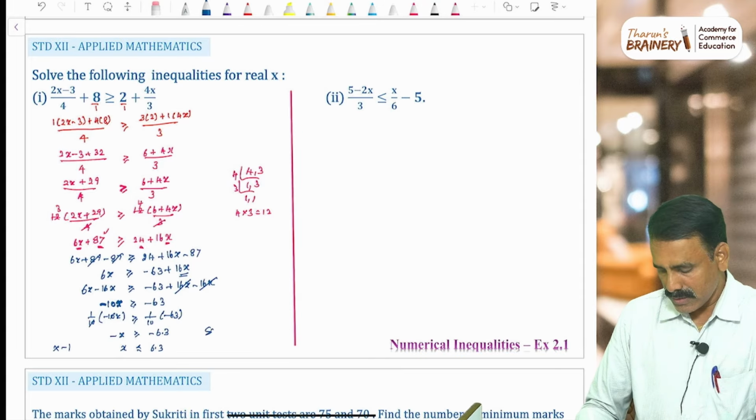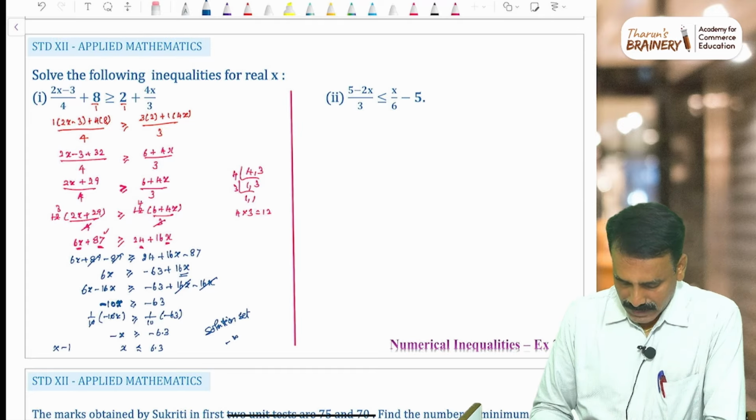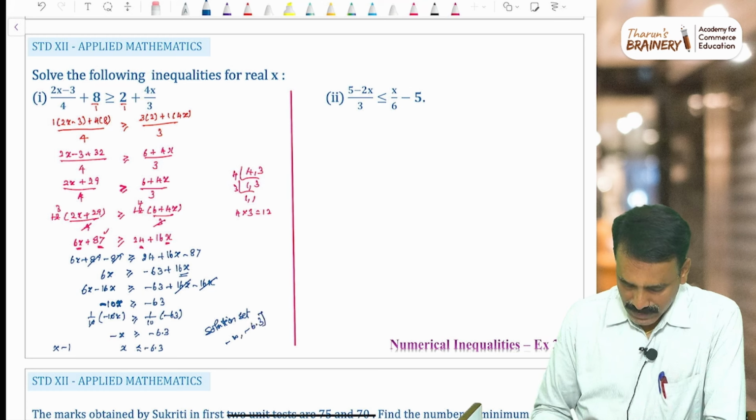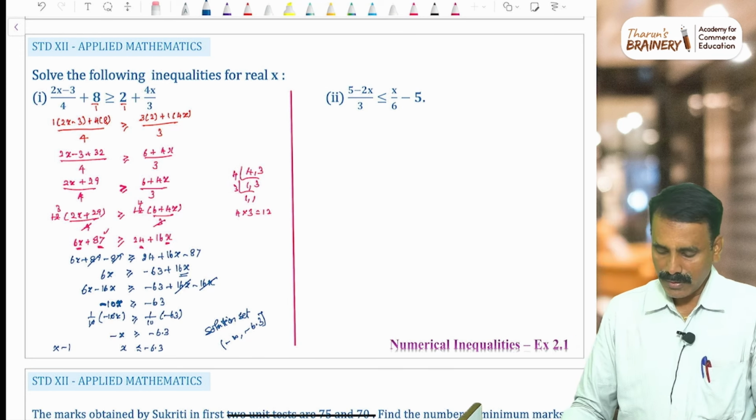So the solution set is minus infinity to minus 6.3. This is the answer. Okay.